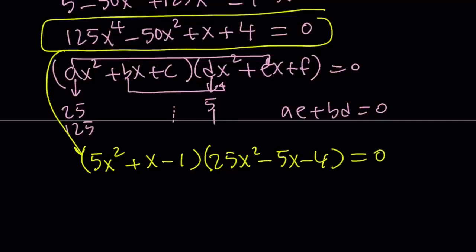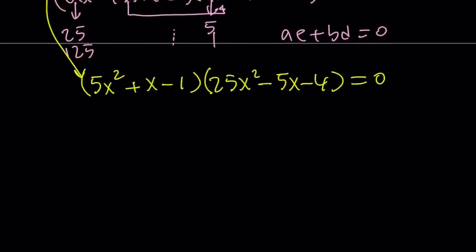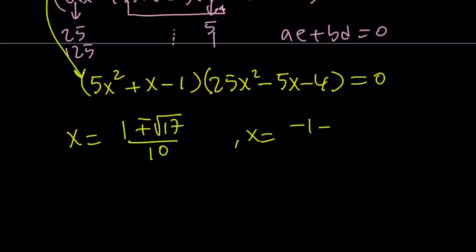So yes, this quartic can be written like this, which is nice. And then from here we can find the solutions very easily. By using the quadratic formula, x is going to be negative 1 plus minus the square root of 17 over 10. And x equals 1 plus minus square root of 21 over 10. Of course, I simplified it. For example, in the second one, you would be getting 5, but then we divide both sides by 5, and then we get a simpler expression.